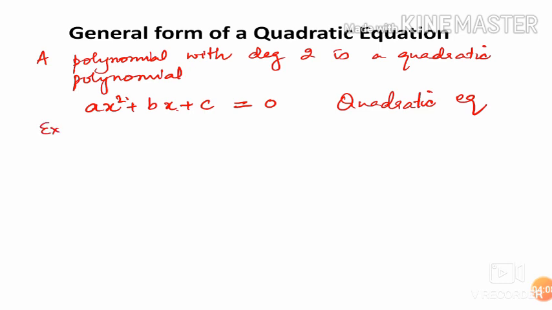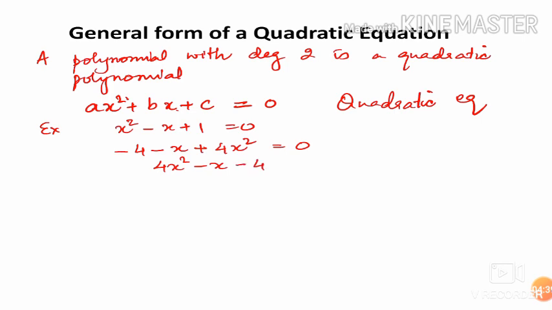So let's write some examples, like x square minus x plus 1 equal to 0 is a quadratic equation. Minus 4 minus x plus 4x square. Is this a quadratic equation? Yes, this is a quadratic equation, but we need to write it in the general form. That is 4x square minus x minus 4 equal to 0. So this is now in the standard form.